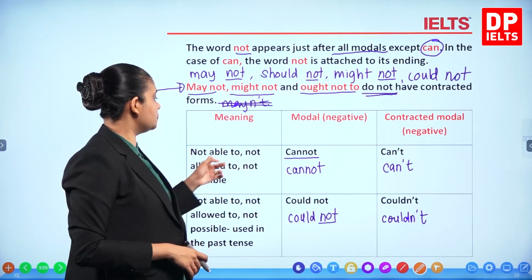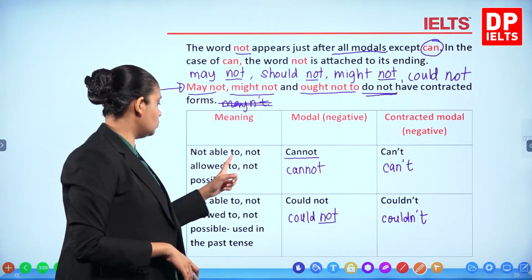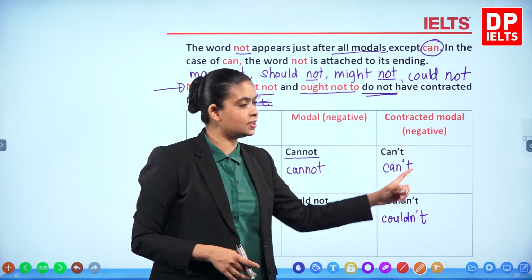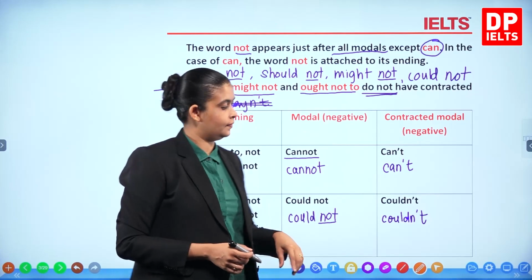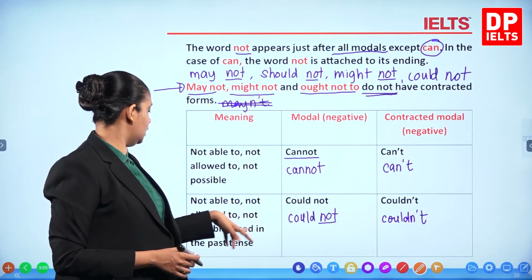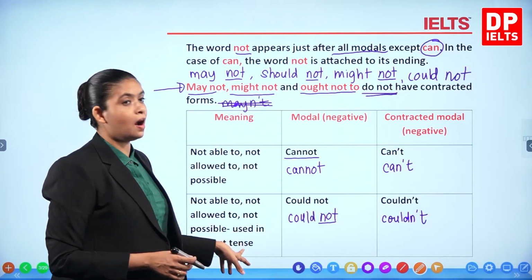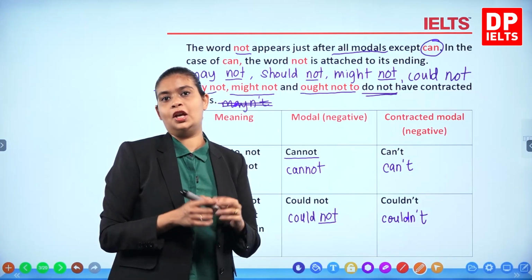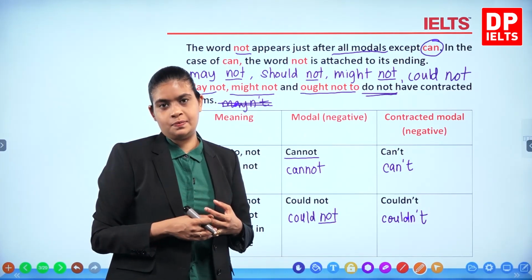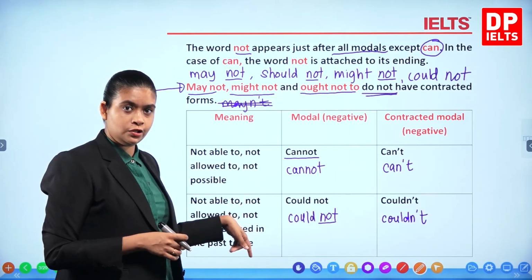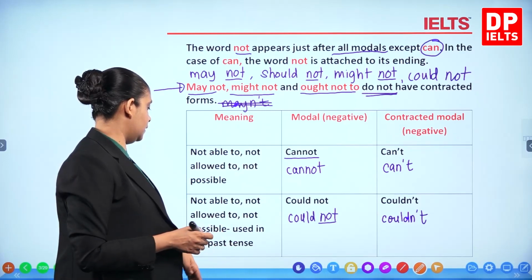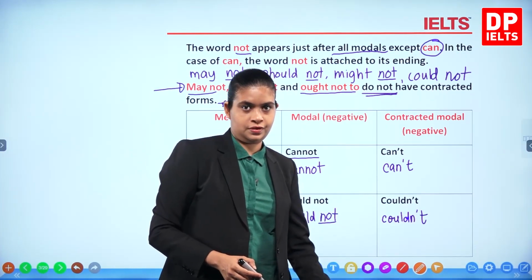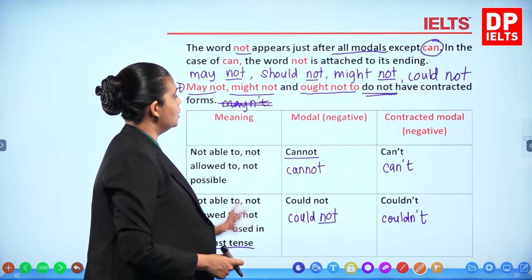Now, meaning not being able to or not allowed to or not possible to do something, we say cannot, the contracted form of which is can't. Not able to, not allowed to, not possible, used in the past tense. Okay, this is in the present tense. I cannot come there. I cannot use your pencil, present tense. But if being not able to, not allowed to, not possible, and when you want to use it in the past tense, could not or couldn't. All right? So I hope it's clear now.